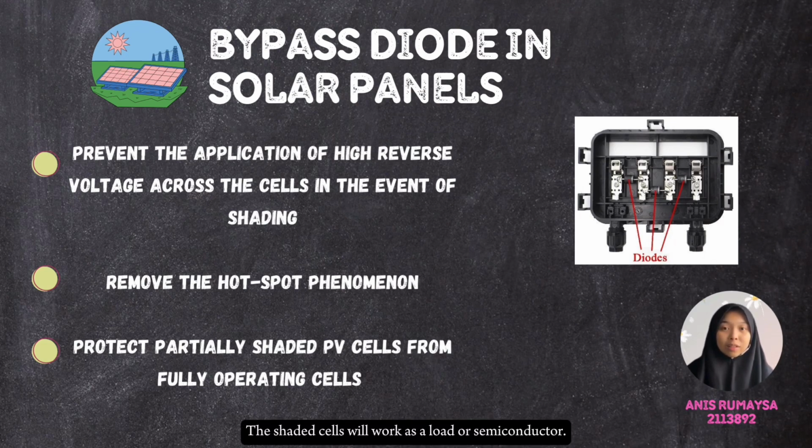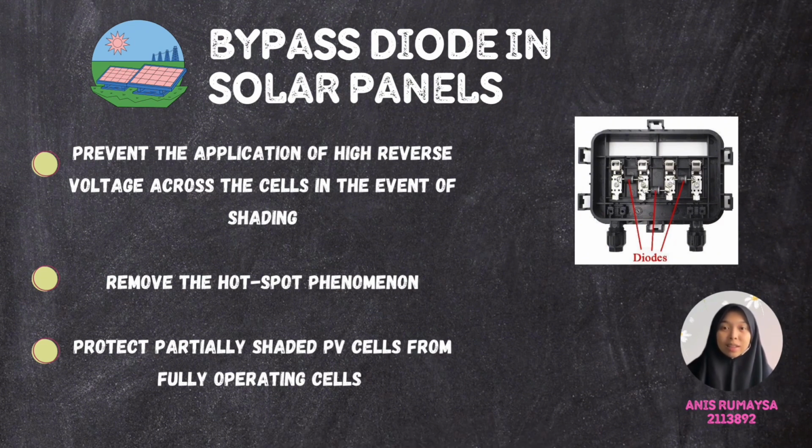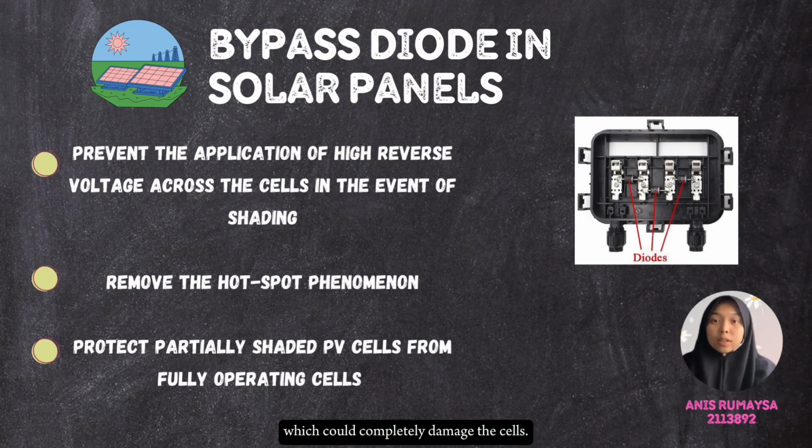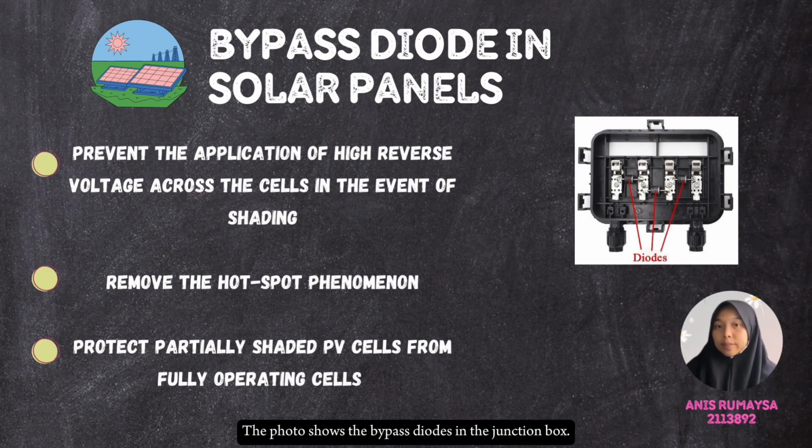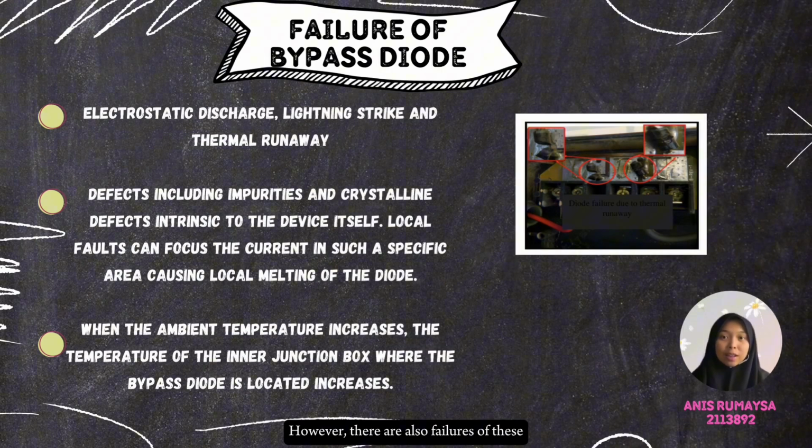The shaded cells will work as a load or semiconductor. Thus, it becomes a hotspot, which could completely damage the cells. The photo shows the bypass diode in the junction box. However, there are also failures of these bypass diodes. Some of them are electrostatic discharge, lightning strike, and thermal runaway.